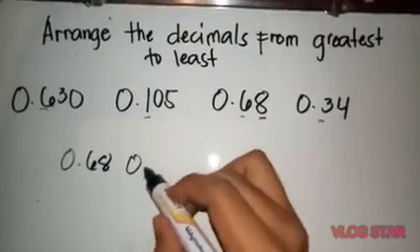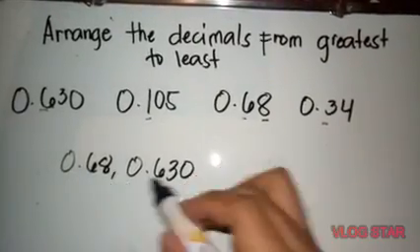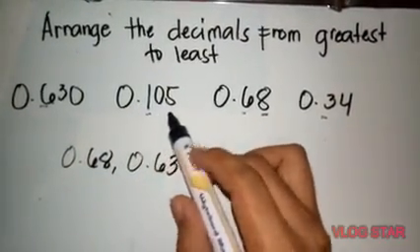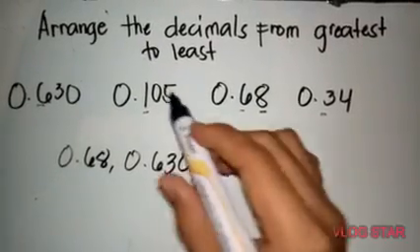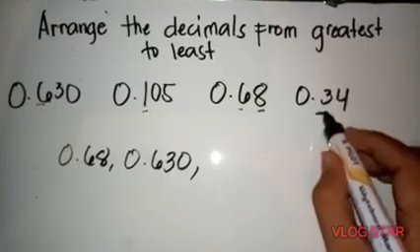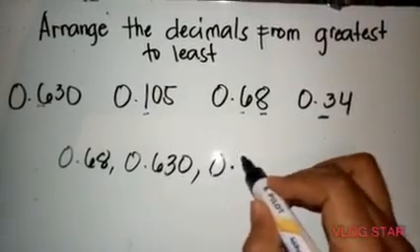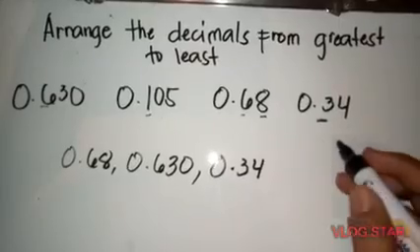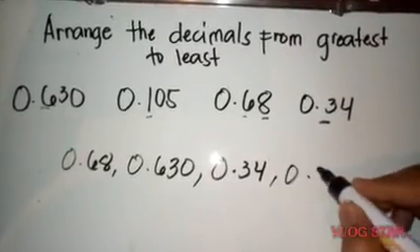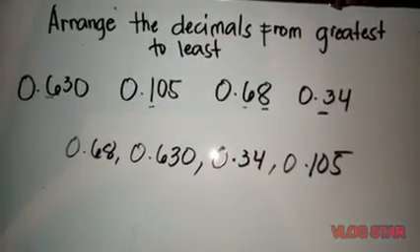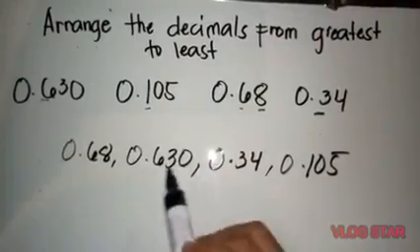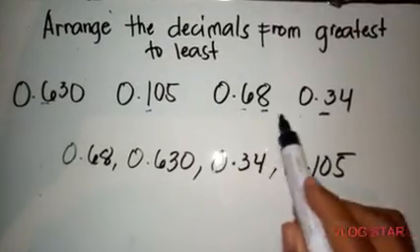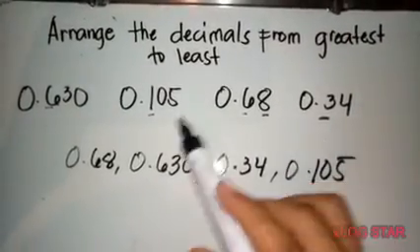Next is 0.630. The third one, we have two choices, 0.105 and 0.34. It's obvious that 3 is bigger than 1, so 0.34 is greater, and the smallest among these 4 is 0.105. So this is the arrangement of 0.63, 0.105, 0.68, and 0.34 from greatest to least.